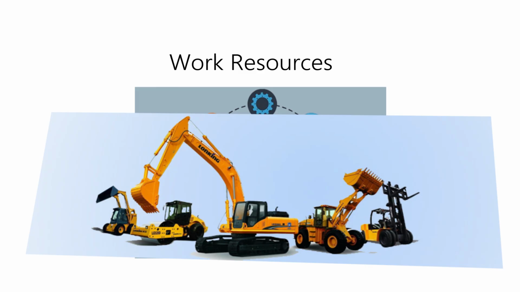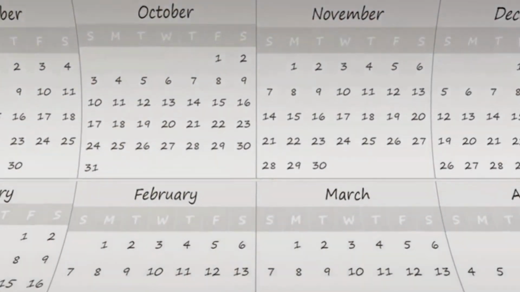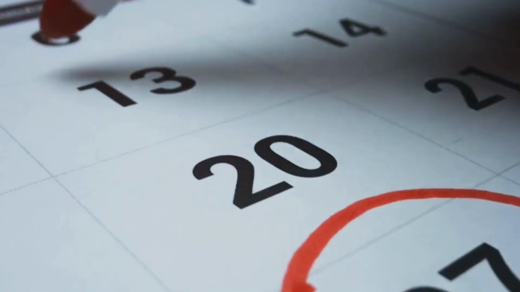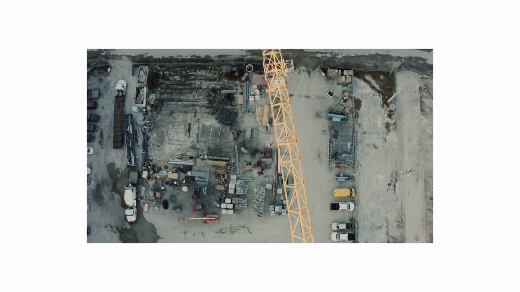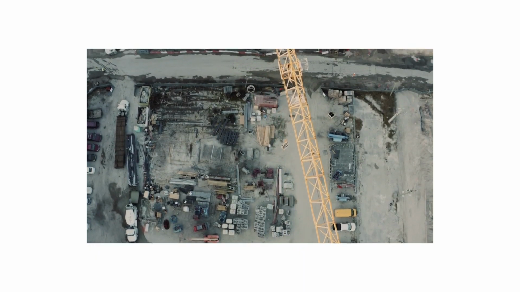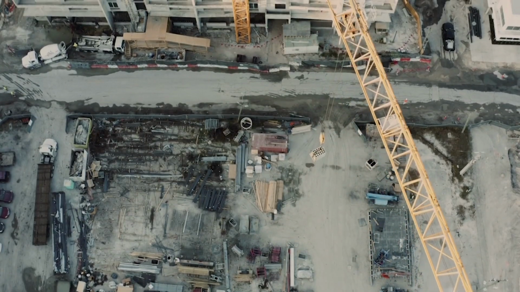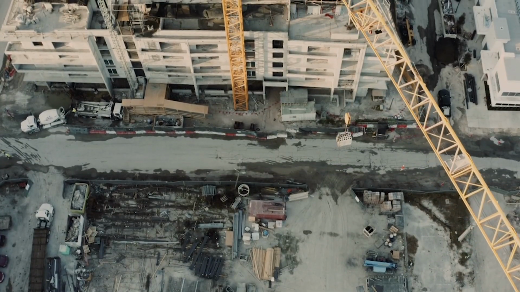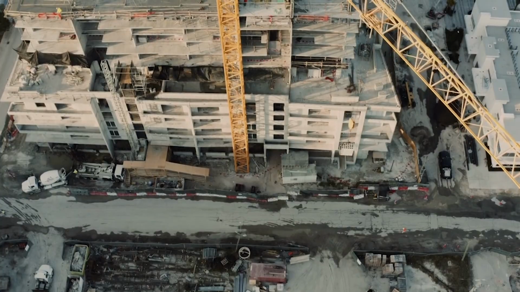For example, work resources are assigned by their availability and effort, meaning you can specify how many hours a worker or a machine will work on a specific task. Material resources include physical items like construction materials or office supplies. They are assigned in units relevant to the material itself, like steel in terms of tons or concrete in terms of cubic meters, or any other material included in the project.